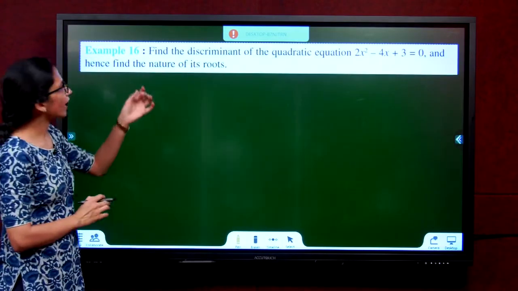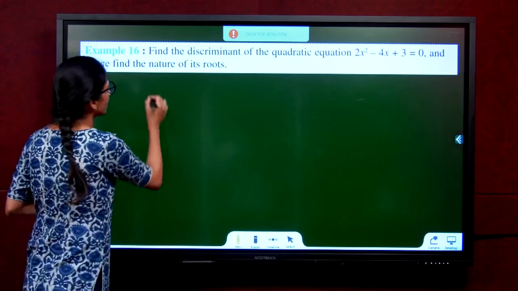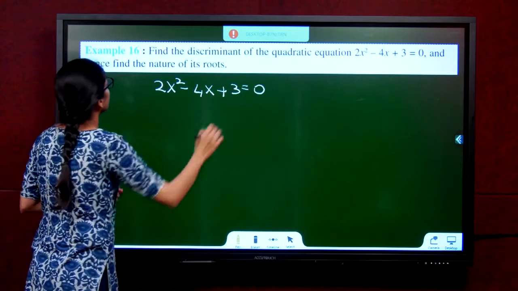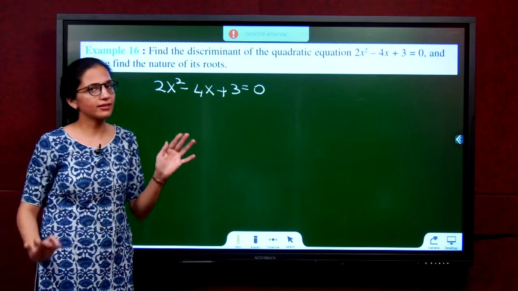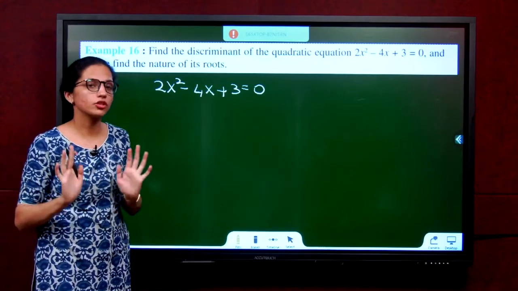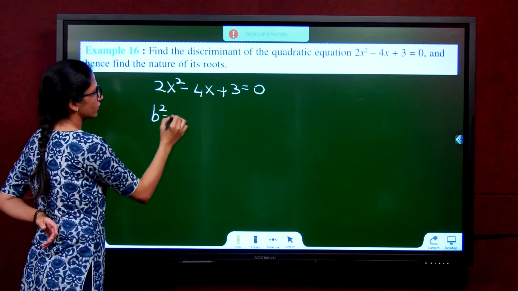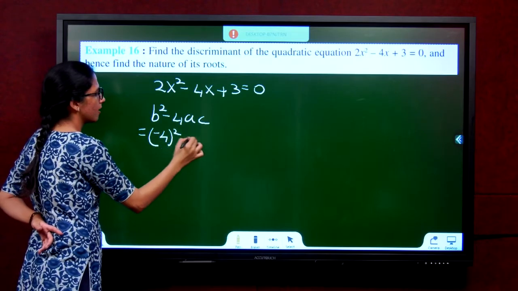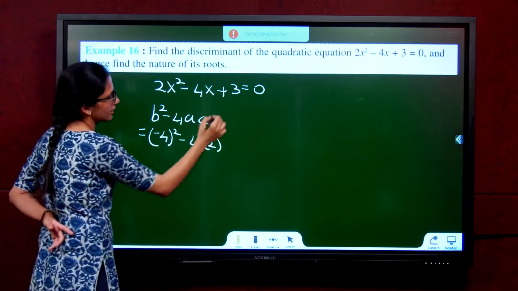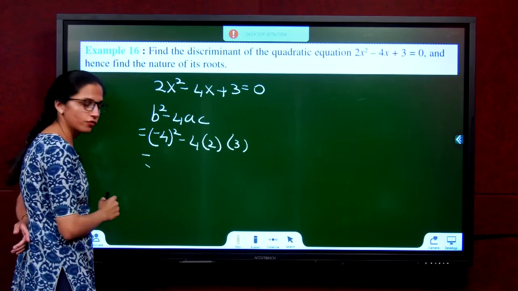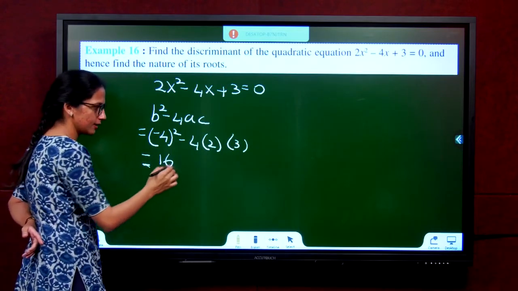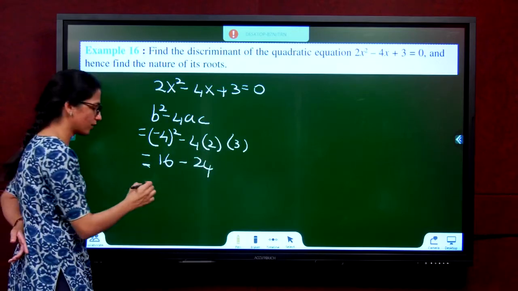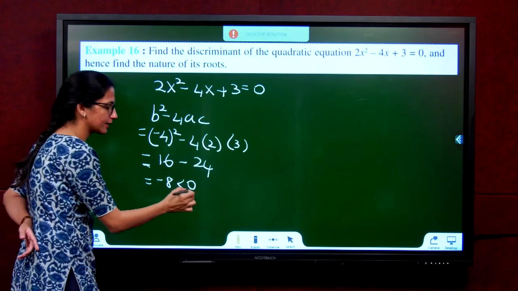Example 16. Find the discriminant of the quadratic equation 2x square minus 4x plus 3 is equal to 0 and hence find the nature of the roots. Find the discriminant, find the nature. I don't want roots, just the nature. So first we find b square minus 4ac. B is minus 4, so minus 4 the whole square, minus 4, a is 2, c is 3. Minus 4 the whole square is plus 16, minus 4 2s are 8, 8 3s are 24. 16 minus 24 is minus 8, it is less than 0.